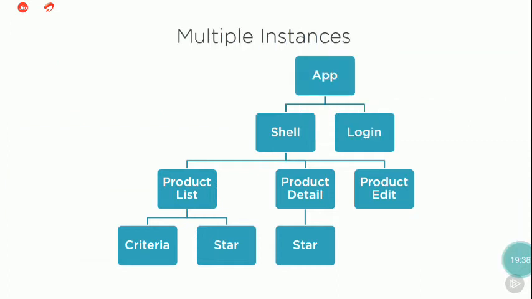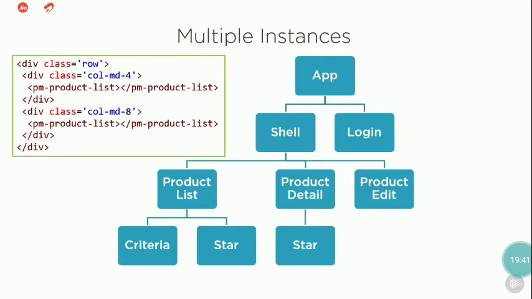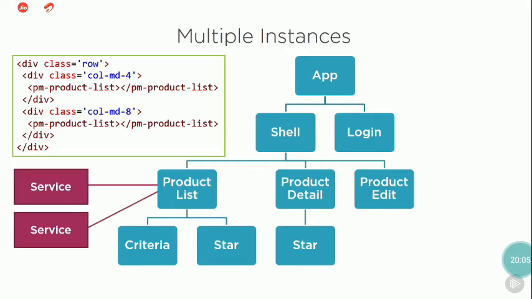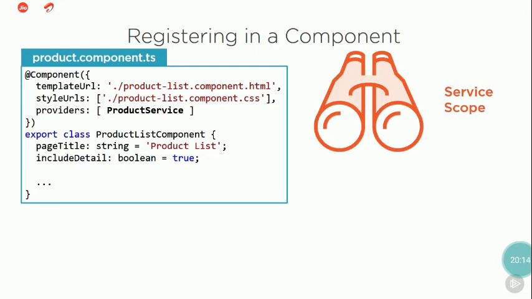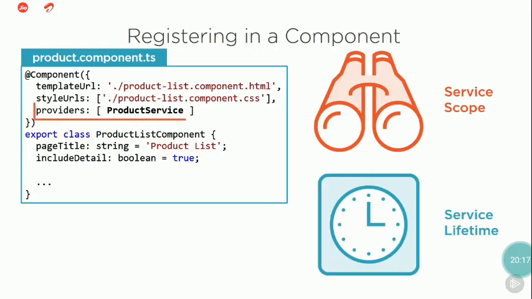But multiple instances of a service are not always a bad thing. Say that we want to display multiple product list components on a single page, maybe one for in-stock products and one for out-of-stock products. We may want separate instances of the Product Data Access Service, one for each displayed product list component, so they can each retain their own list of products. By registering the Product Data Access Service with the product list component, each instance of the product list component gets its own instance of the service. The bottom line here is that we need to consider both our desired service scope and lifetime when selecting to register a service in a component.